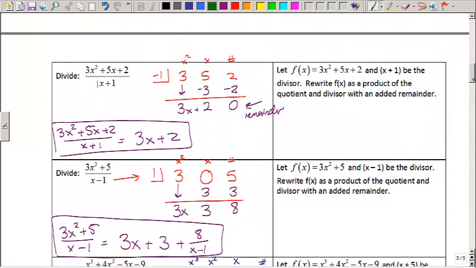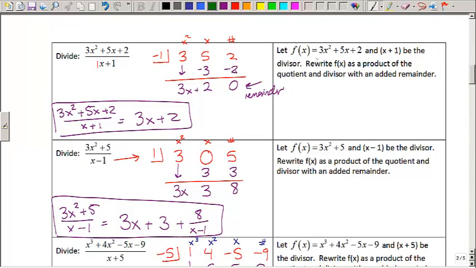So going all the way back up to the top here, we have f of x being 3x squared plus 5x plus 2. Notice that's our numerator here. And x plus 1 is going to be the divisor. Again, that's what we did here. All I want you to do is rewrite f of x as the quotient times x minus c, the divisor, plus the remainder. So in this case, our f of x, 3x squared plus 5x plus 2, is equal to the quotient, which is 3x plus 2, times the divisor x plus 1, plus the remainder.